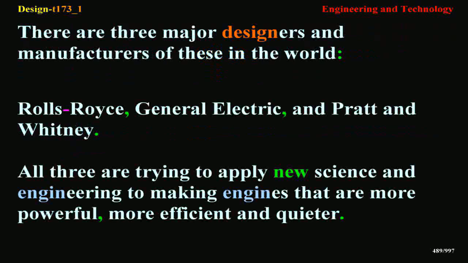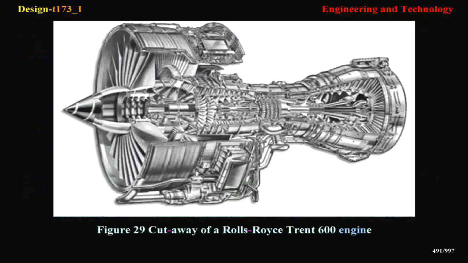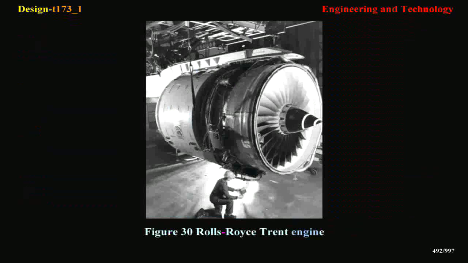There are 3 major designers and manufacturers of these in the world: Rolls-Royce, General Electric, and Pratt & Whitney. All 3 are trying to apply new science and engineering to making engines that are more powerful, more efficient and quieter. Figures 29 and 30 show a jet engine to give you some idea of the scale and complexity of this product. A design team will have made decisions on materials, configuration of inlets, blades, burners and exhaust, temperature of operation, size, and power output. Figure 29: cutaway of a Rolls-Royce Trent 600 engine. Figure 30: Rolls-Royce Trent engine.